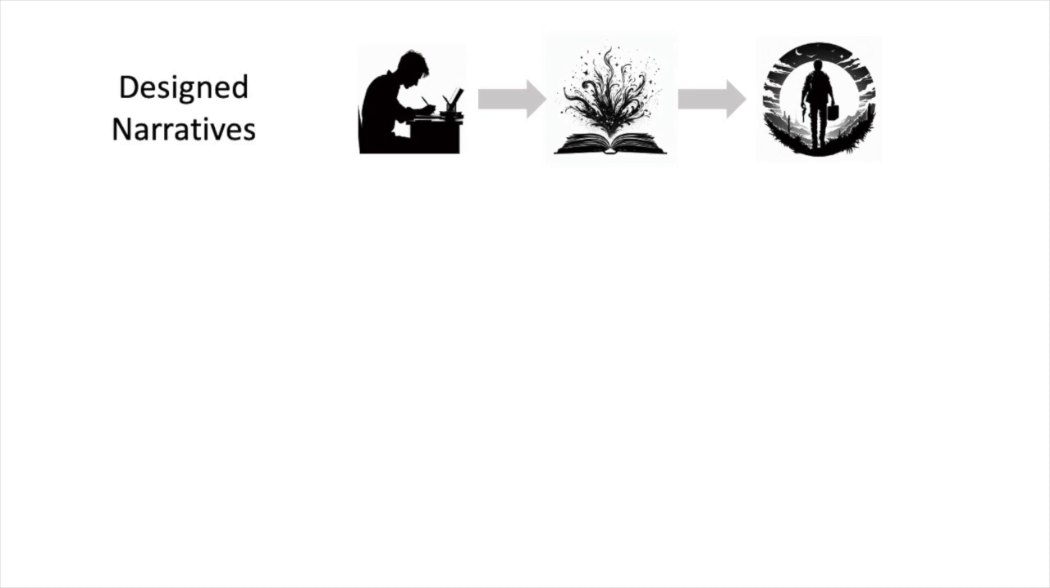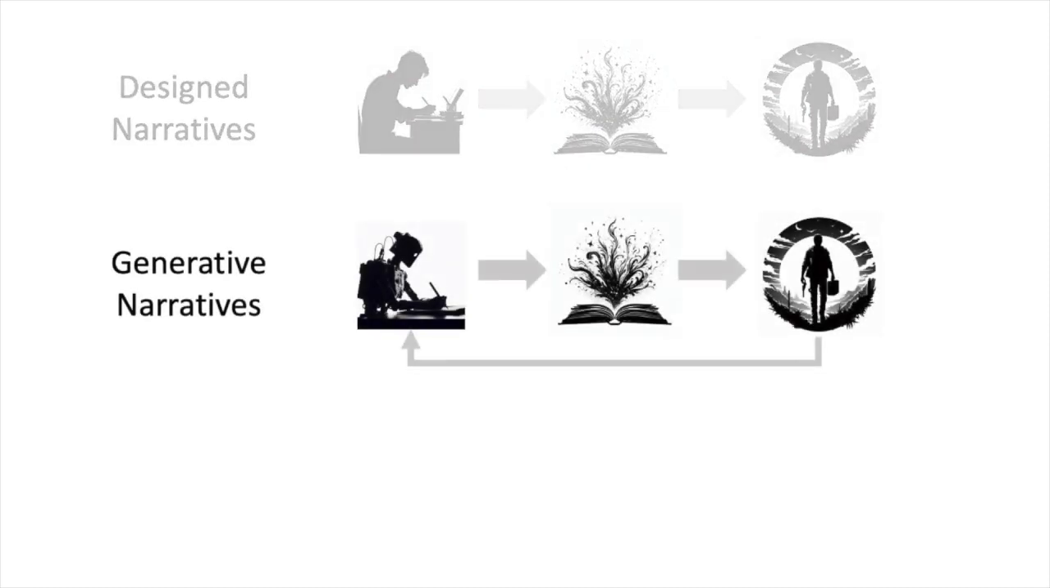So when we talk about IDN, we might more typically be talking about a design narrative. That's where an author has sat down, written a story, which is then experienced by a reader or a player. In a generative narrative, it's a very similar approach, but here the human being is replaced by an algorithm or a machine author. They produce the story that's then experienced by the player.